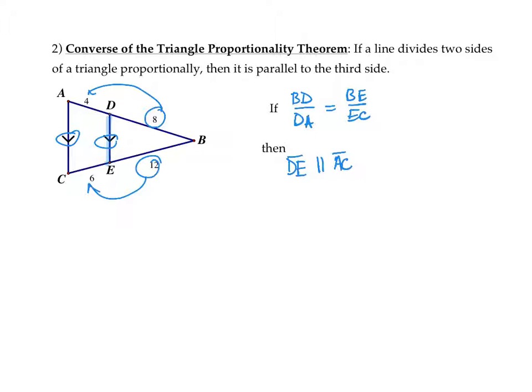So what we're going to do is throw those numbers into a proportion and see if it's true. So we want to compare 8 to 4. So that's the length of BD to the length of DA. And then we're going to set it equal to the length of BE, which is 12, divided by the length of EC, which is 6. And both of these ratios reduce to 2, so they are equal. So indeed, DE is parallel to AC.